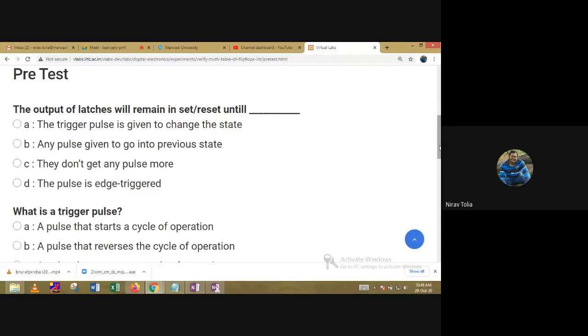Okay. So give me the answer. Either it is right or wrong, it doesn't matter. It doesn't affect. So give me the answer of the first question. The output of the latch will remain in set and reset until the trigger pulse is given to change the state. Any pulse given to go into previous state.